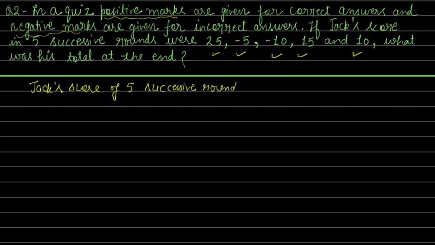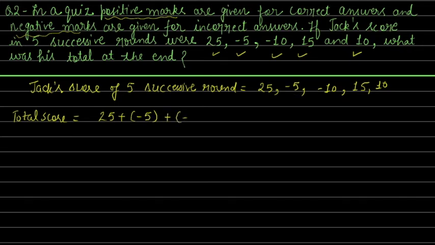How much is it given? We can write it as 25 minus 5 minus 10, 15 and 10. We have to calculate the total score, which means we have to add all the scores. So the total score will be how much? 25 plus minus 5. We'll put the negative integers in brackets, and in the next step we will open the bracket, plus minus 10 plus 15 plus 10.